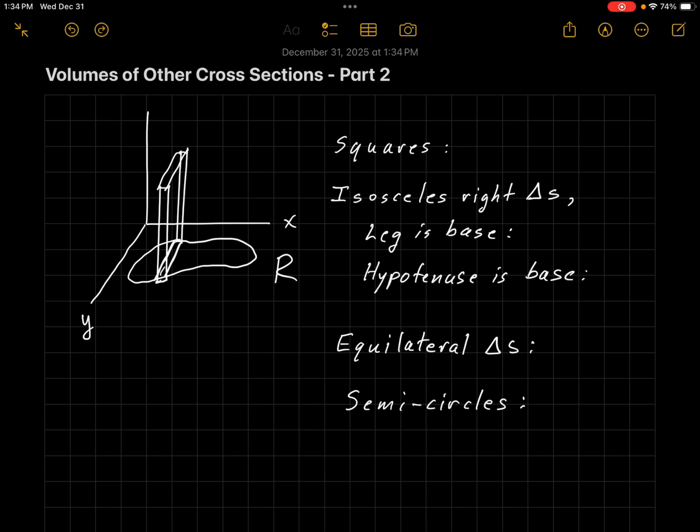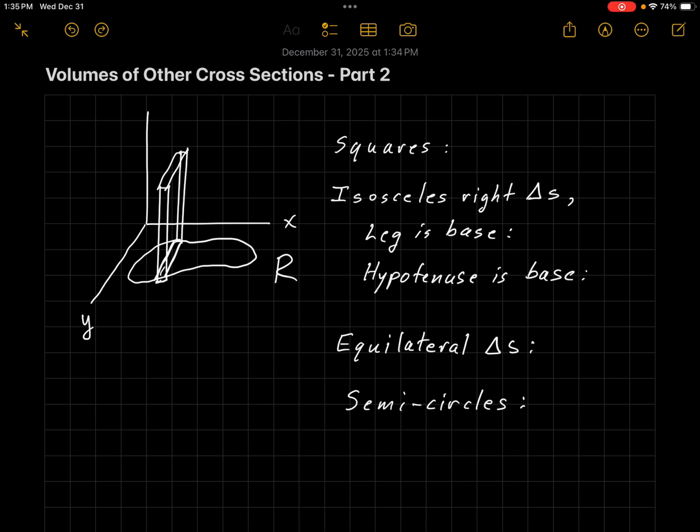Volumes of Other Cross-Sections, Part 2. In Part 1, we looked at a region that was the base of a solid coming out of your screen or out of your paper, where cross-sections perpendicular to the x-axis were typical geometric shapes. We found the volume of one of those cross-sections, then added them all together to find the entire volume of the shape.